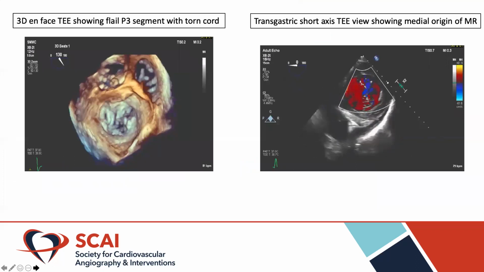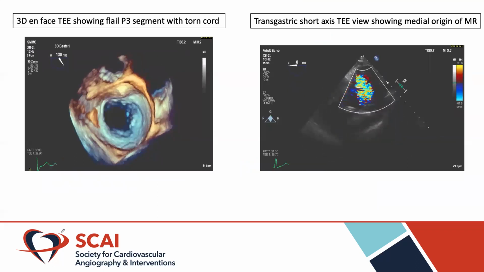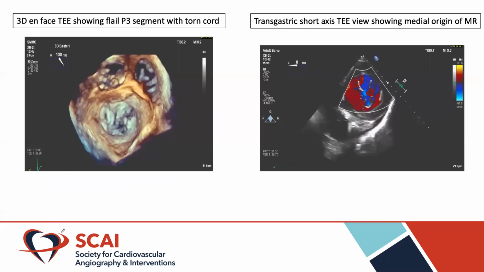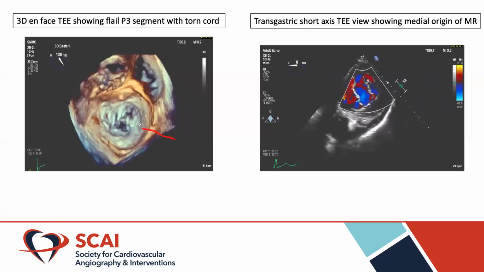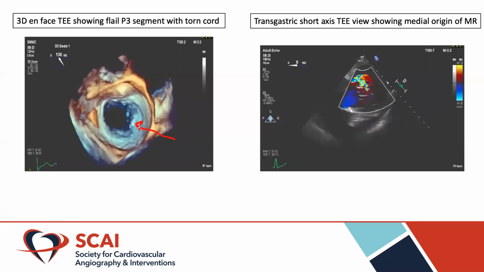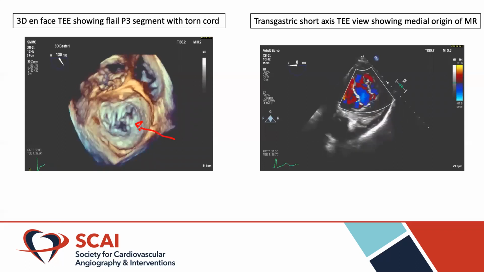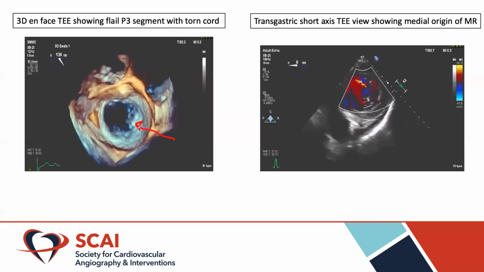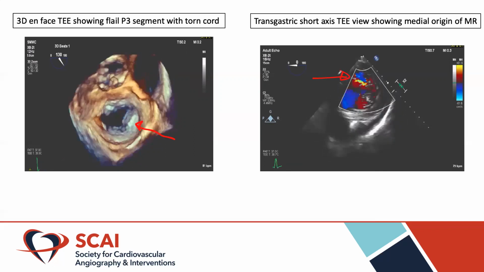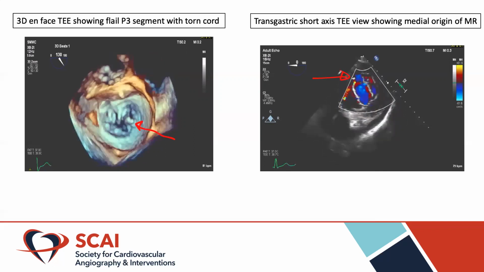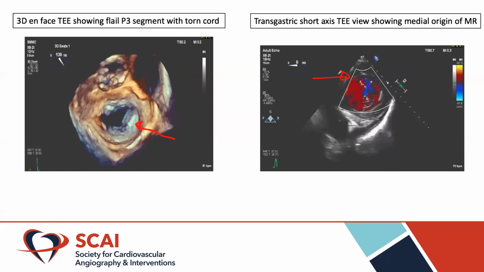The first movie on the left is a 3D en face view of his transesophageal echocardiogram showing medial location of the flail P3 segment with a torn cord. And the transgastric short axis view is pretty nice, showing the medial origin of this regurgitant jet.